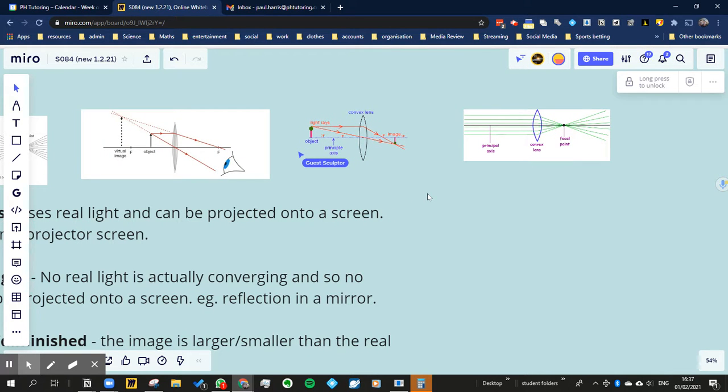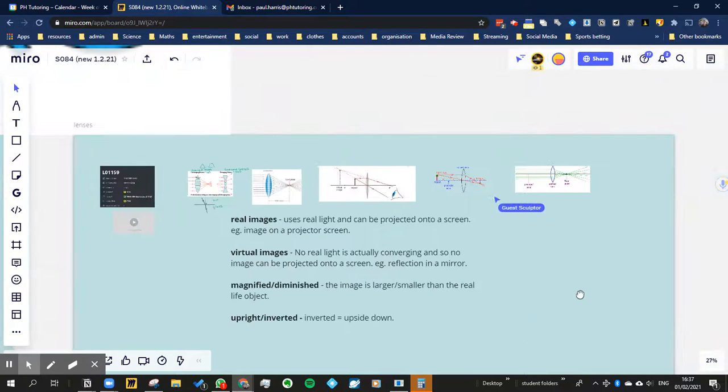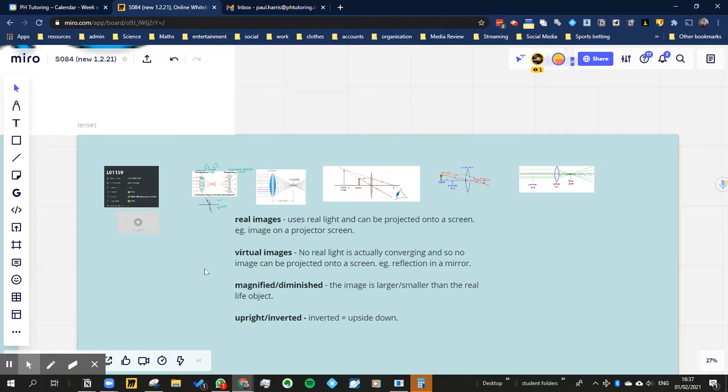So if you're using a lens, it's always going to be diminished or magnified. But if you're looking at a plane mirror, like your reflection in a mirror, then it won't be. But you can still describe the image in the three ways. It's going to be virtual because there's nothing actually behind the mirror. It's going to be upright, and it's not magnified or diminished, unless your mirror is misshapen in some way. Okay, so those are the different ways you can describe an image.